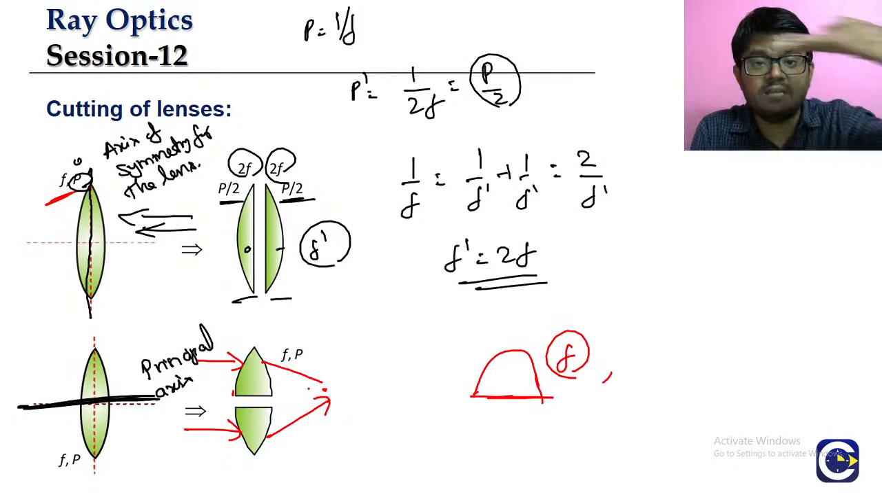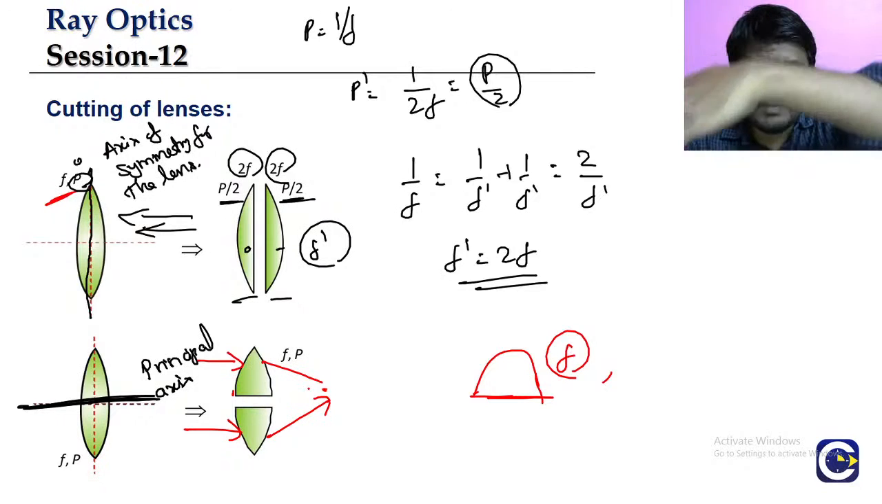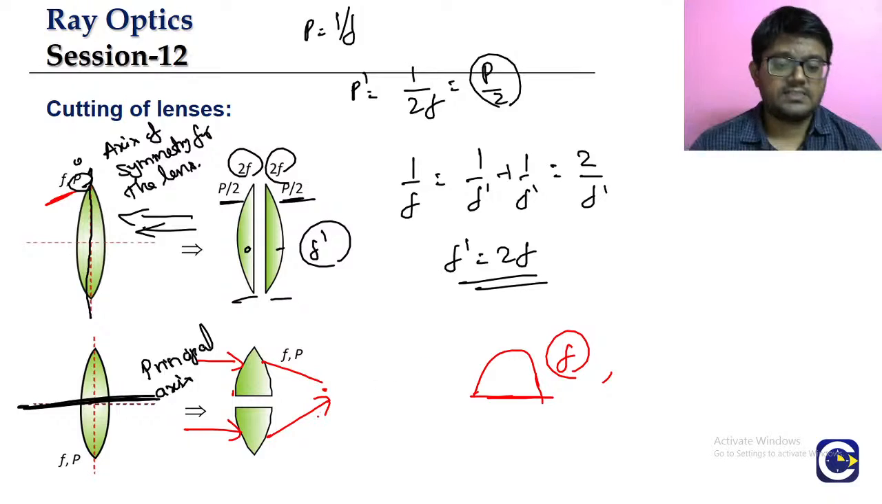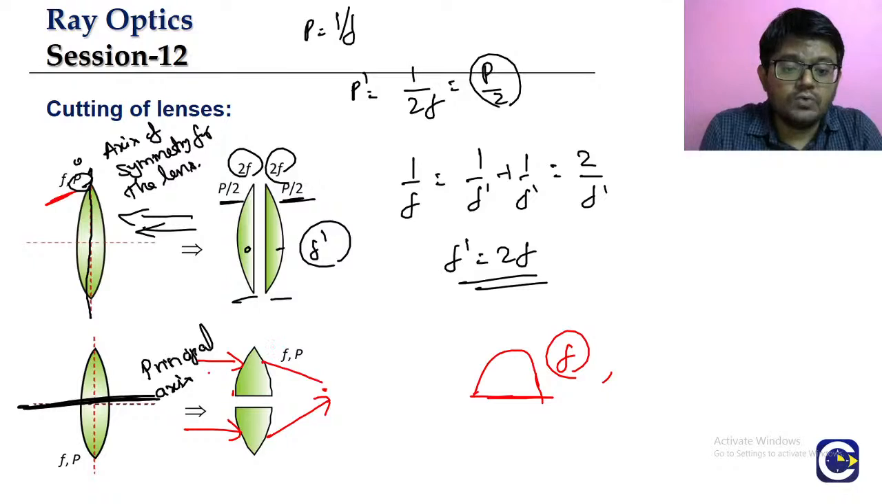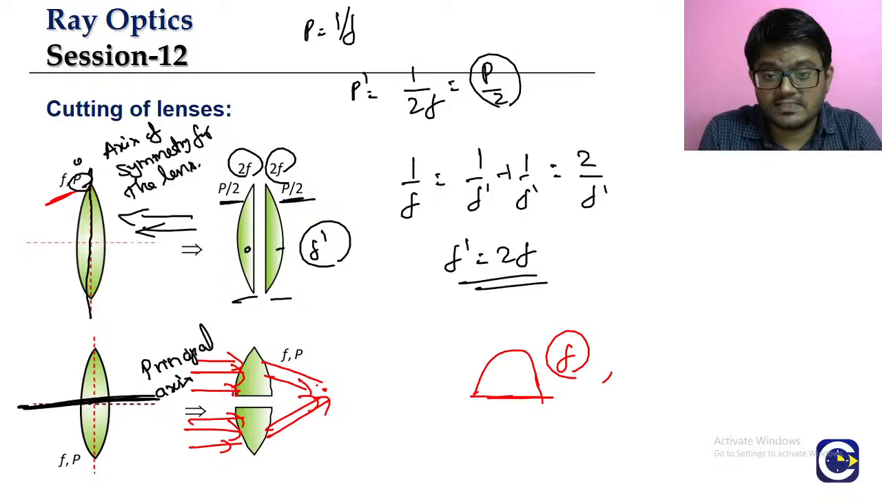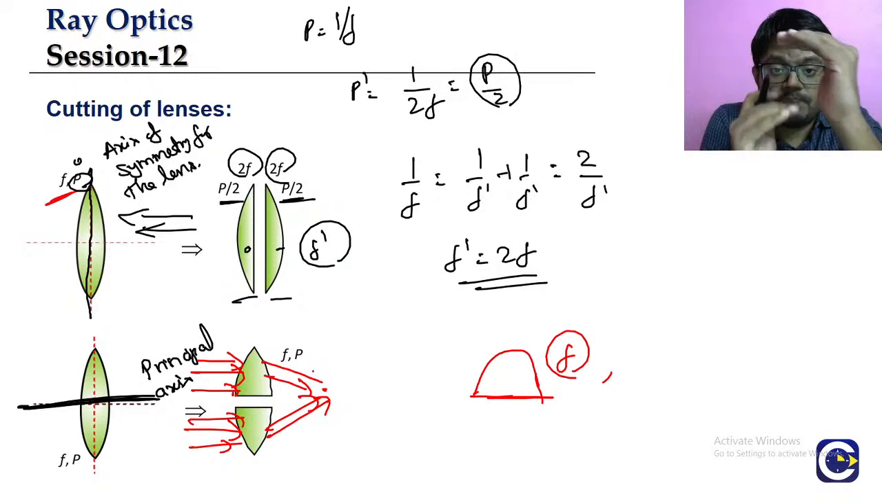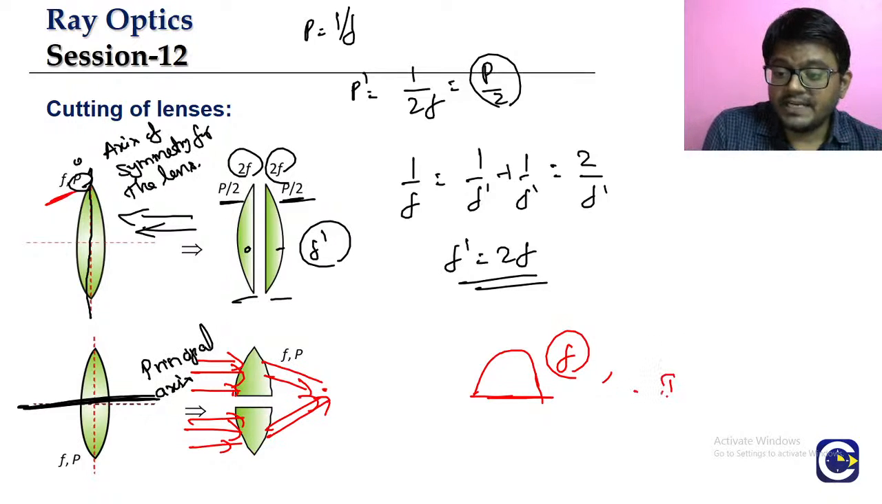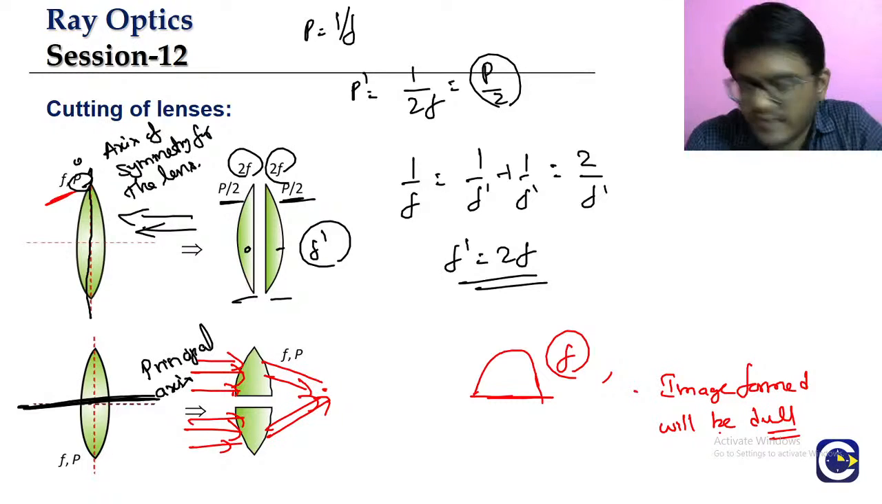Because if you pass a parallel beam of rays, the rays will be pointed to the same point only, as before. But what will be the difference? Here, if you have the full lens, you would have more light rays getting pointed to this focus. But if it only takes a part of it, what is going to happen? The image formed will be dull because it is formed by a lesser number of light rays.